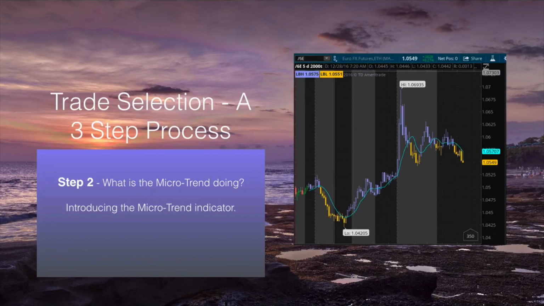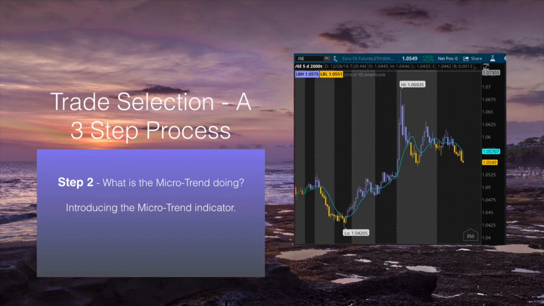How can we improve on an already awesome trading system? Well, let me explain how. Step 2 of the 3-step trade selection process involves the microtrend indicator. In the past, I've noticed there are many small trends up and down just within one 4-hour bar. It's not always easy to spot them in advance, but now it is.